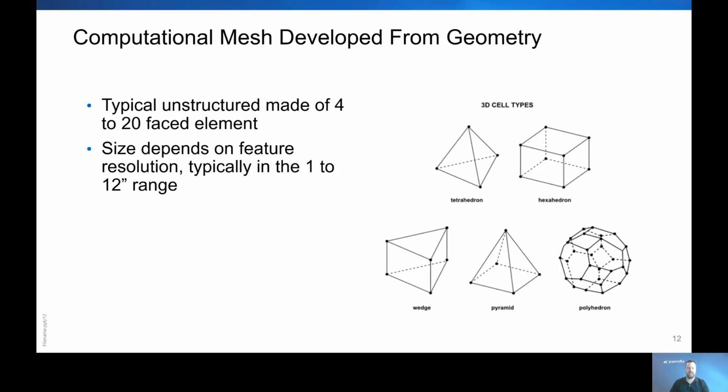And the idea is that we want our flow entering and exiting the computational cell normal to the face to get the highest quality solution. And so some of these elements can lend themselves more to that than others, depending on the geometry they're representing. The actual cell size typically ranges from 1 inch to 12 inches within the problems we're solving. Sometimes it can be a little bit larger. Sometimes it needs to be a little bit smaller, depending on the feature we're trying to represent.